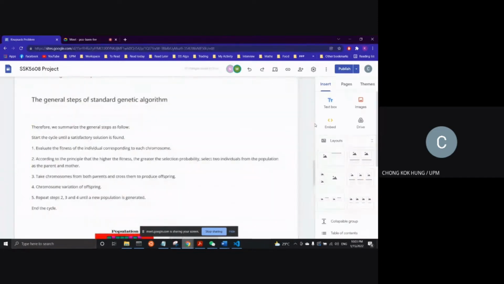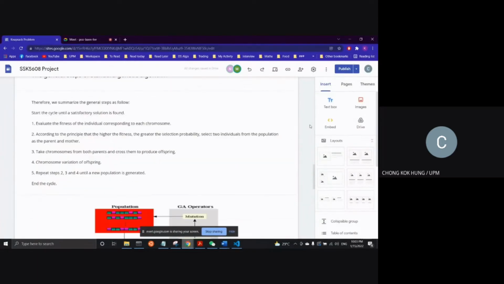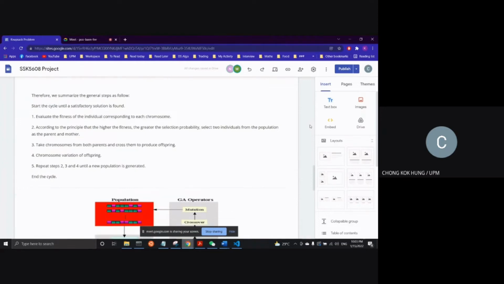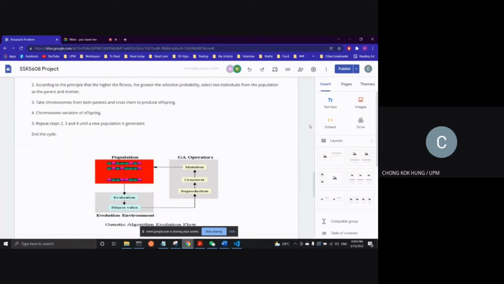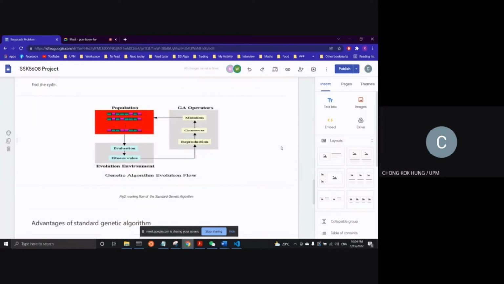I'm going to talk briefly about the general steps of this standard genetic algorithm. First, the algorithm will evaluate the fitness of the individual corresponding to each chromosome. Then, according to the principle that the higher the fitness, the greater the selection probability, 2 individuals will be selected from a population as the father and mother. The third step is it will take chromosomes from both parents and cross them to produce offspring. Fourth, the chromosome variation of the offspring. And the 5th step is you repeat steps 2, 3, and 4 until a new population is generated. As you can see, this is basically the working flow of the standard genetic algorithm.